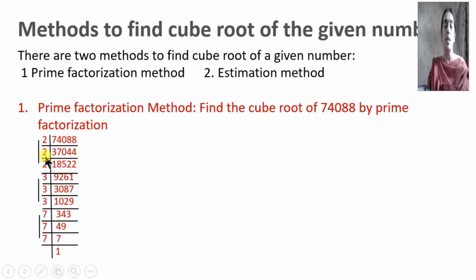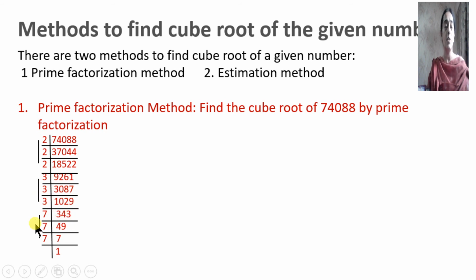When I divide by 2, I get 18,522. Again, when I divide by 2, I get 9,261. It's an odd number, and when I add all the digits, I get a multiple of 3. So I will start dividing by 3. When I divide by 3, I get 3,087. Again, when I divide by 3, I get 1,029. And again, when I divide by 3, I get 343.